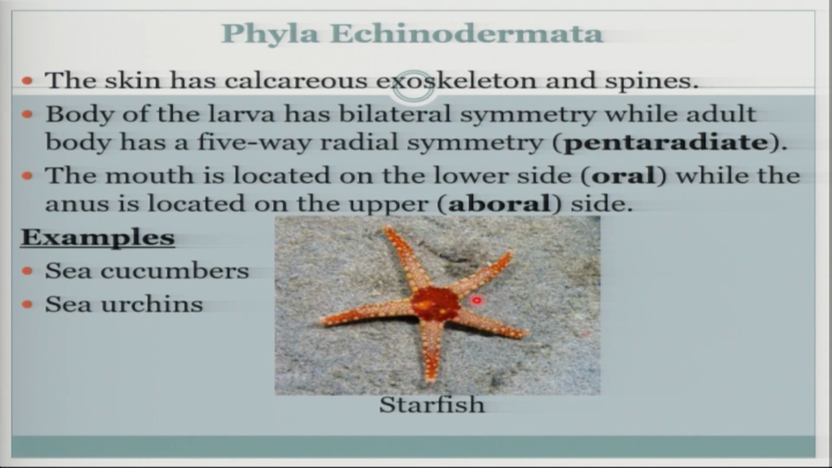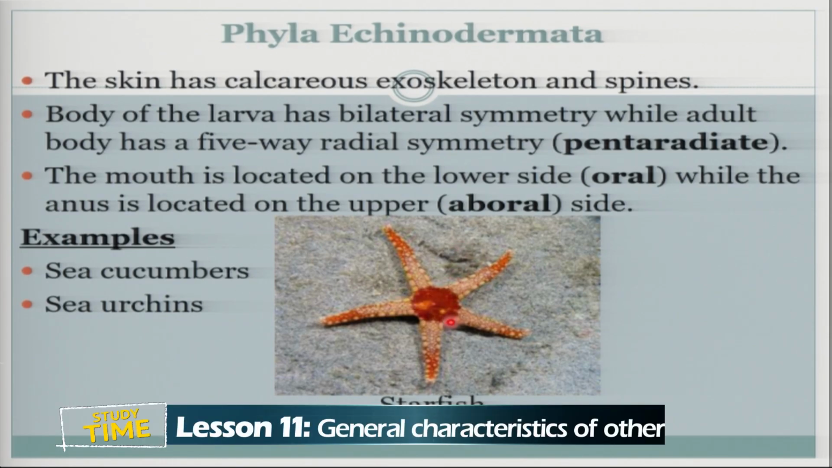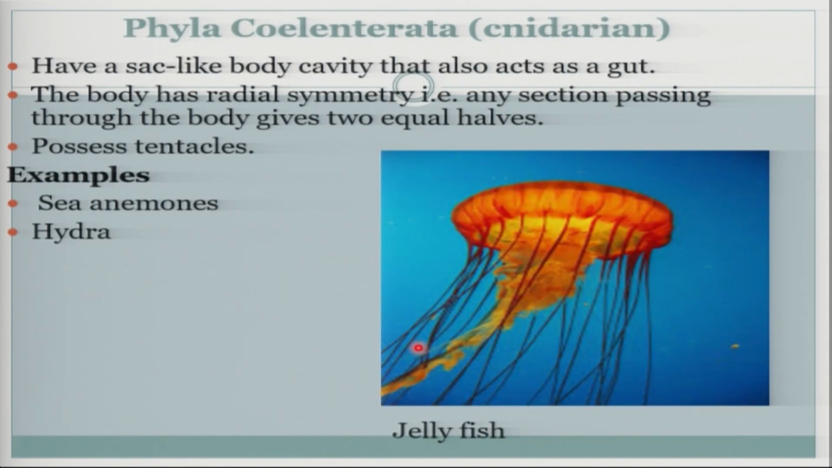The mouth is located on the lower side, and the anus is located on the upper side. So those are examples.